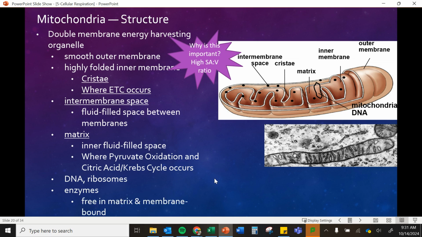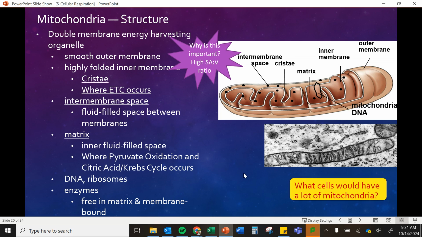Okay, they also have their own enzymes that are all floating in the matrix, or some of them are bound to membranes. Okay, and different cells are going to have different functions, and some are going to have more mitochondria than others. So you can think about cells that have more mitochondria are going to have more energy needs, maybe like muscle cells or heart cells, things like that.